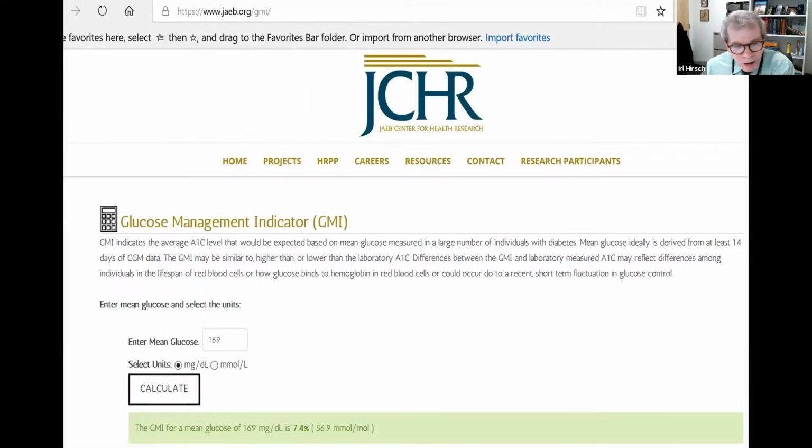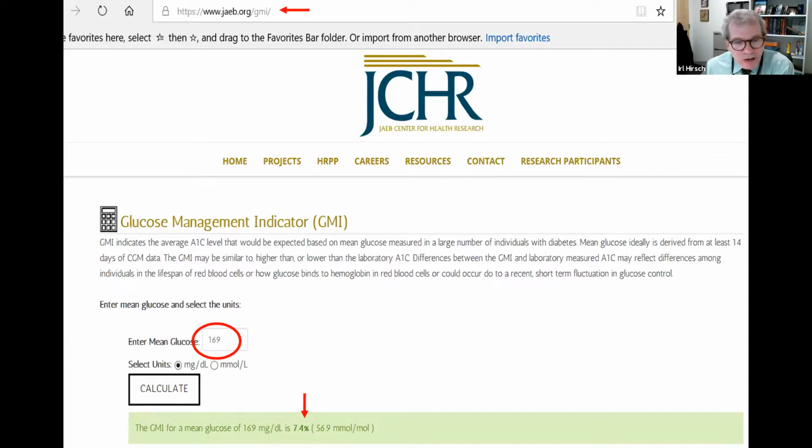What not all of the downloads do yet, but they will eventually all get there, is calculate the GMI. But actually, you can just go to a website with your CGM, your continuous glucose monitoring average, and go to jaeb.org/GMI. You put the average from the CGM in. Ideally, you have 14 days. 10 days is still okay, but 14 days of CGM data is ideal. And you just press calculate, and it gives you what that hemoglobin A1C should be.